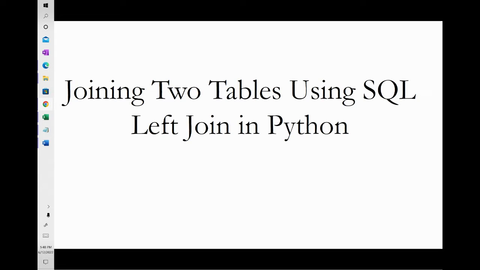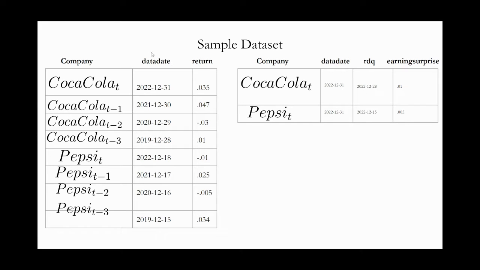Hi all. In this video, we're going to talk about joining two tables using SQL left join in Python. So let's look at two sample data sets. We've got a sample data set of returns, Coca-Cola's returns in different periods.